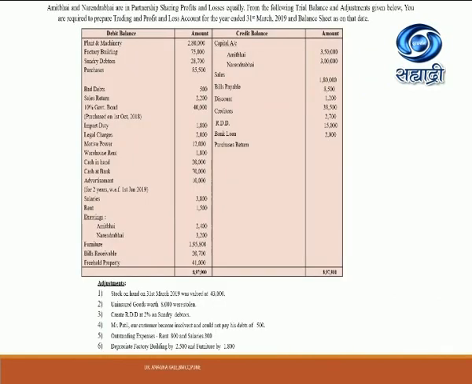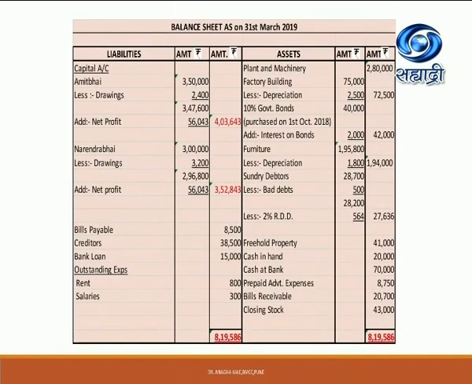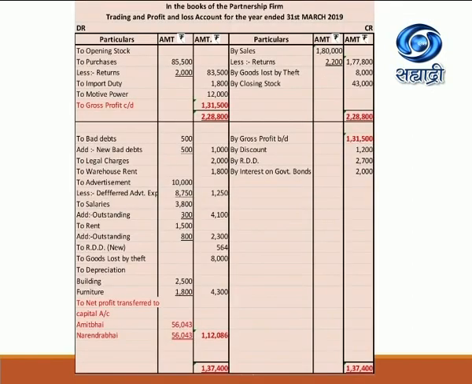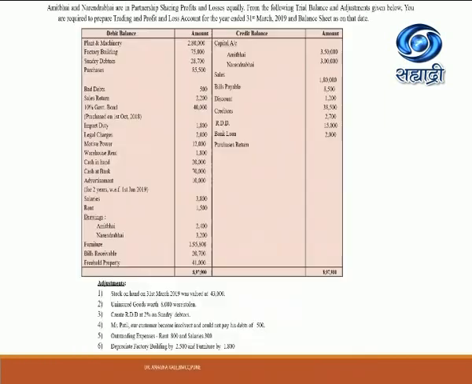Then 10% government bond and implied adjustment is there for interest. Government bonds will be showing in balance sheet. In balance sheet you can see on asset side below the factory building, bonds are shown in adjustment column, 40,000. Then import duty is there. Import duty is again direct expense which will be shown in trading account. So trading account debit side import duty is 1,800.